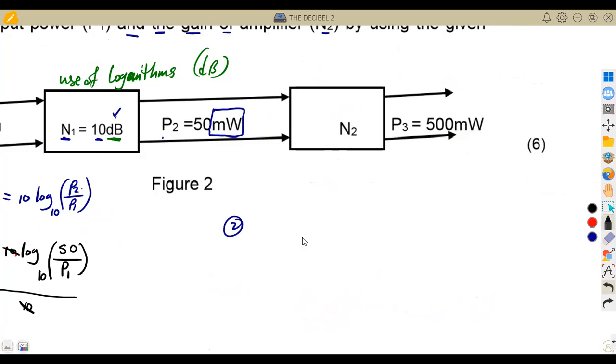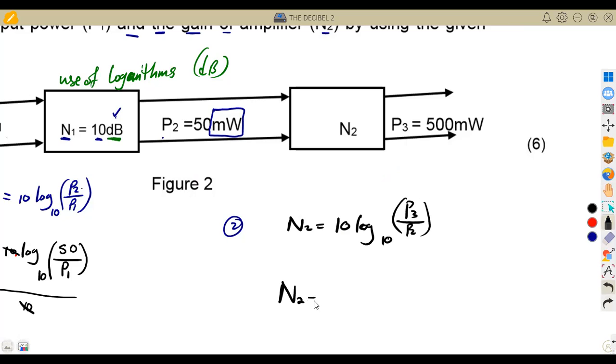So our N2 is going to be just the same as the previous formula, so it's going to be 10 log. Now we are considering the power that is affecting this block here. This block is affected by P3 and P2, so it's P3 over P2. Remember your formulas, guys. All right, so it's P3 over P2 in base 10.